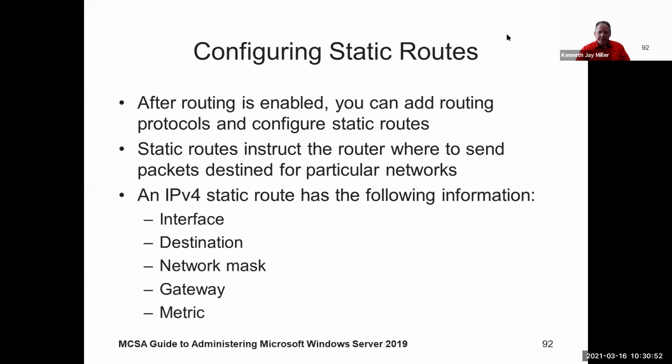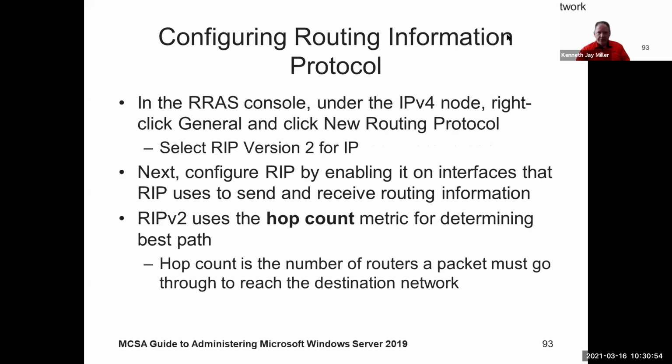We're going to use dynamic routing. So we're not going to configure any static routes. We're going to do it all dynamically. And when we click on routing, it's going to automatically use RIP. And then RIP, of course, uses the hop count for determining the best way to get there.